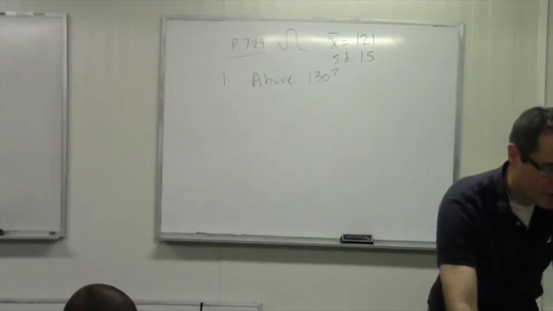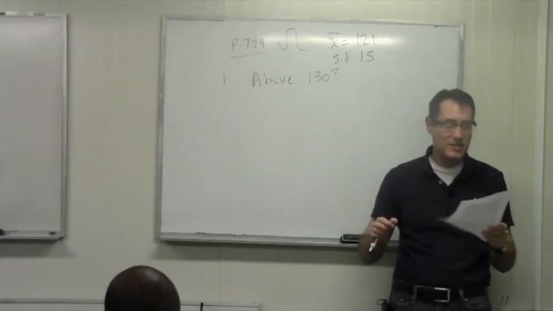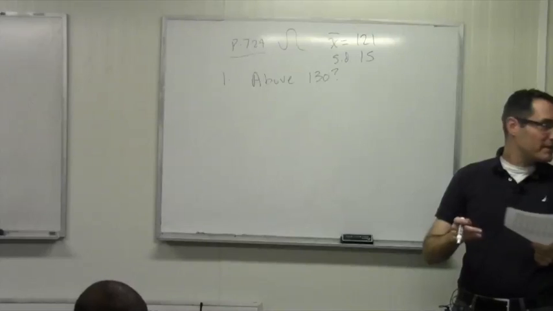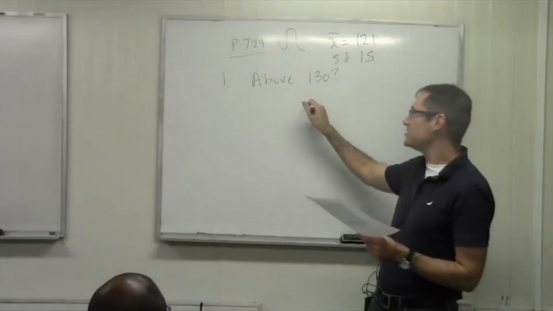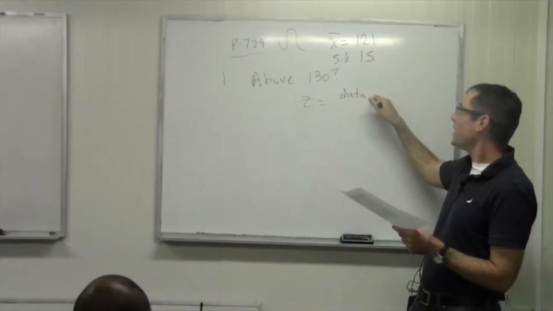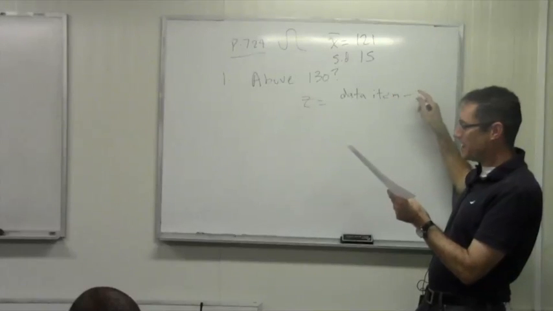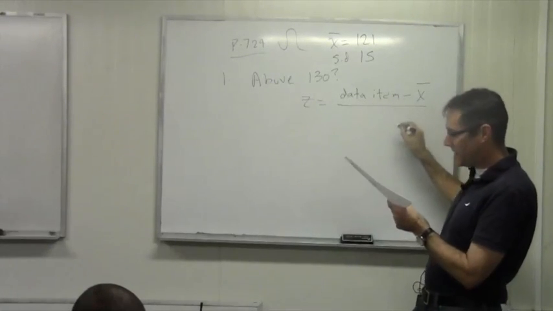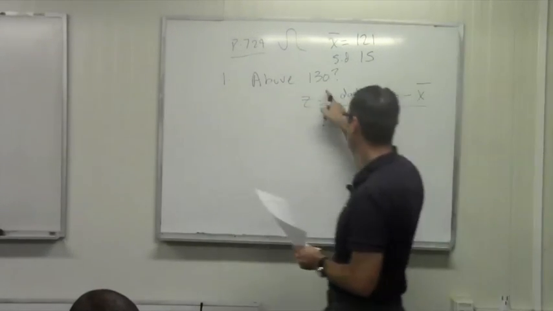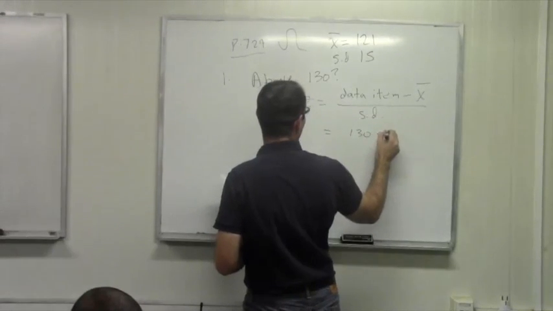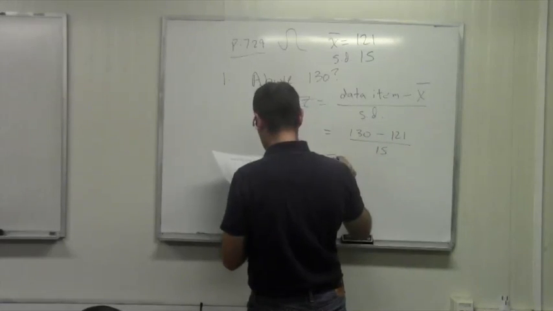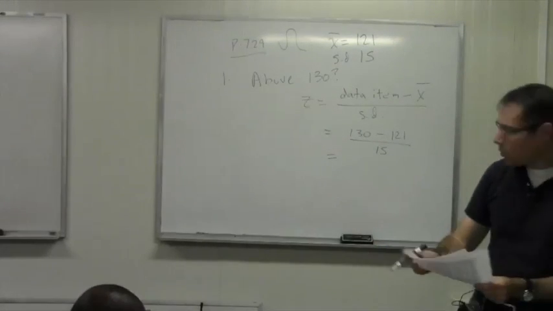Z-scores, right? So you're going to want to think, oh, I better be able to calculate my Z-score. Okay, above 130. This is a tricky one. Because first you can look at the Z-score. That's the easy part, calculating the Z-score. It's the data item minus the mean divided by the standard deviation, and this is on your formula sheet. For this one, it's going to be 130 minus the mean, which is 121, divided by the standard deviation of 15, which is 0.6.